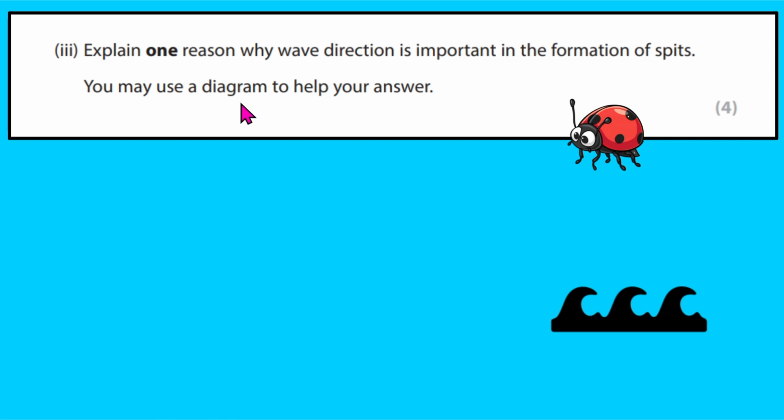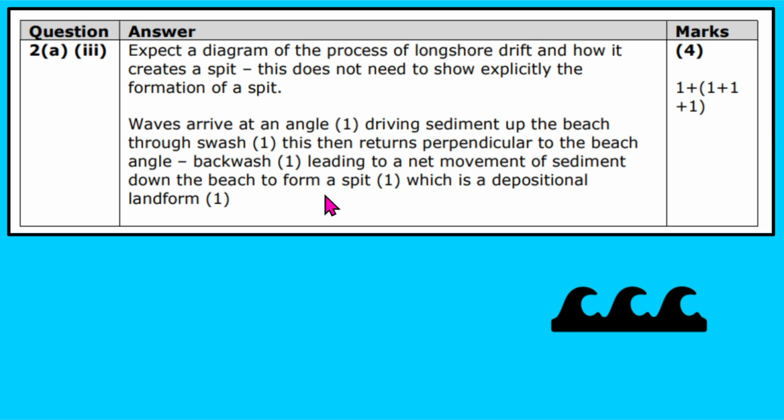Me personally, I was pretty good at my writing, so I used to always kind of avoid doing diagrams if possible, and I'll just add a random little sketch diagram at the end, okay? It may be that you want to do it that way too. Here is our mark scheme. So we see here, wave hits at an angle, driving sediment up the beach, swash, perpendicular, backwash, spit, depositional landform. Okay, so everything we covered in the video is in here. We just need to turn it into a paragraph, and we do that through our connectives.